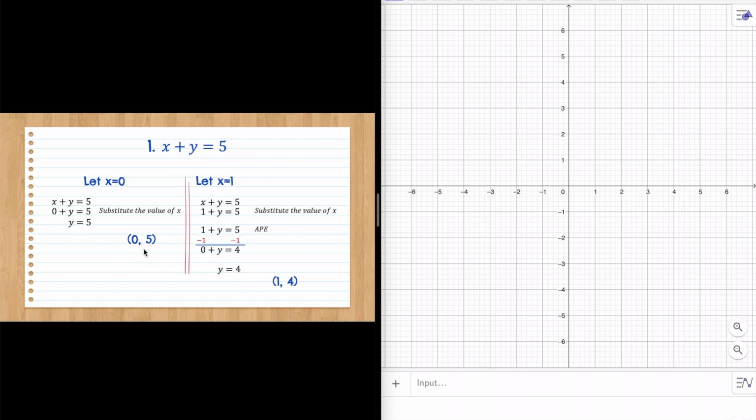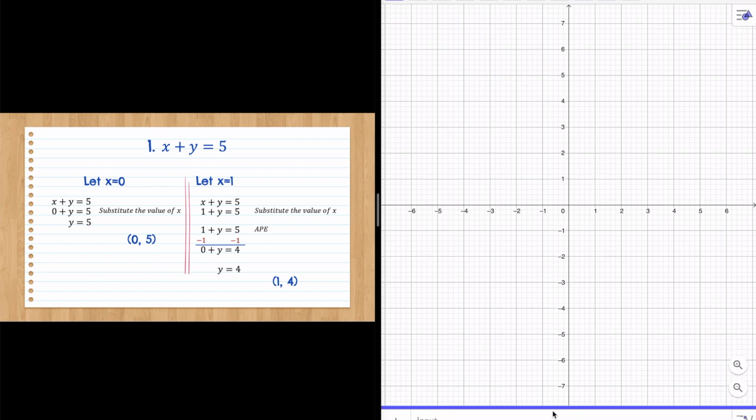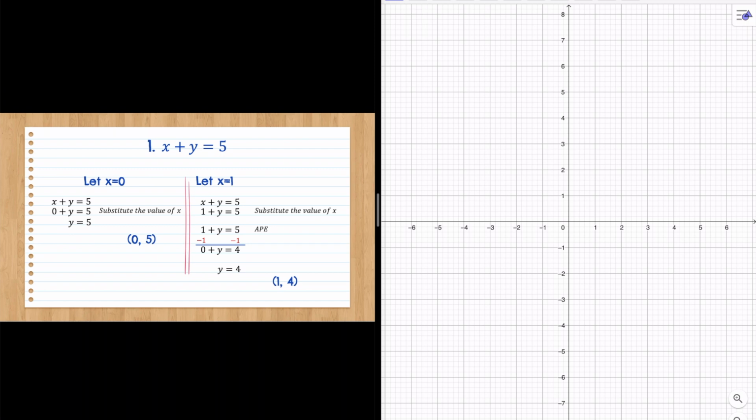So, let's start by plotting the first point, which is 0, 5. So, kung ilalagay natin siya sa Cartesian plane, you have your 0, 5. So, yung x mo ay 0, yung y mo ay 5. So, nandito yung first point. So, pwede mo siya i-name as point A. And then, yung second point natin, you have 1, 4. So, sa x ay 1, tapos sa y ay positive 4. So, ito. And then, what we will do, we will just connect these 2 points.